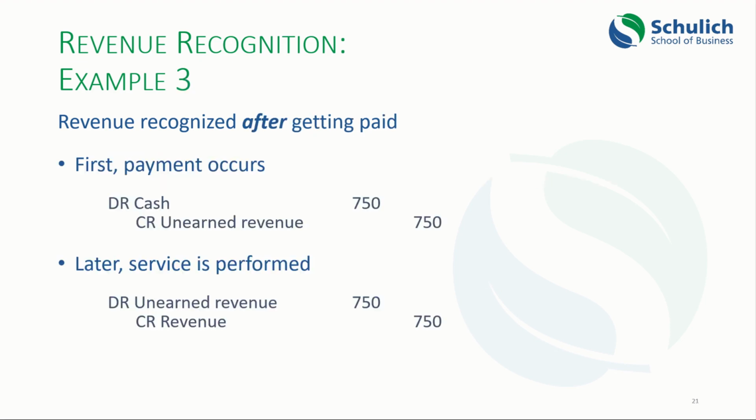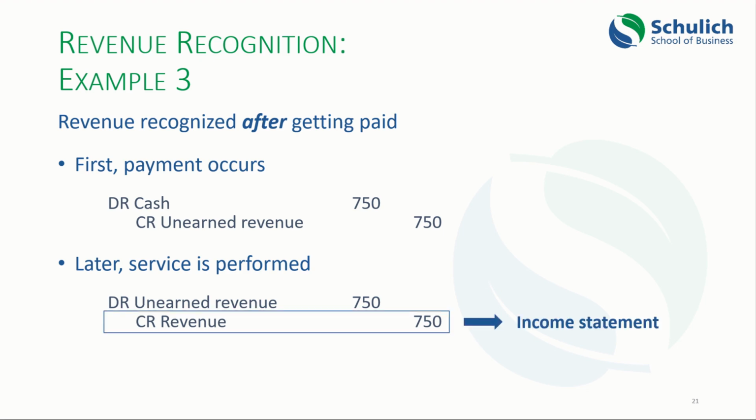When revenue is recognized after getting paid, you have a liability. The payment happens first with a debit to cash and a credit not to revenue because you haven't earned it yet, but to a liability account, unearned revenue. Later, when the service is performed, the unearned revenue is debited and revenue is credited, resulting in an increase in income on the income statement.